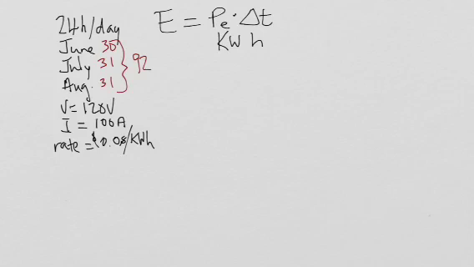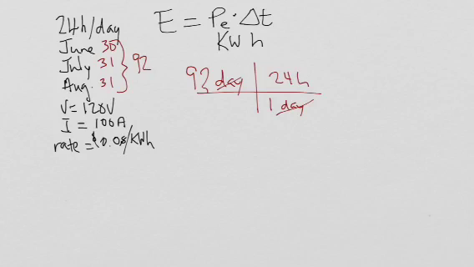So what we're saying here is that the air conditioner is going to be on for 92 days at 24 hours a day. So the way we want to look at this is, if we've got 92 days, in one day, how many hours? 24 hours. Days cancel out. Multiply 92 by 24. Good luck. So that gives us 2,208 hours. We've got the hours down pat now.